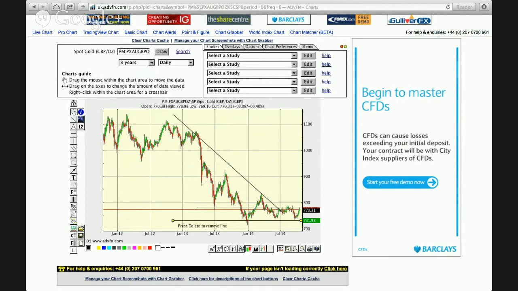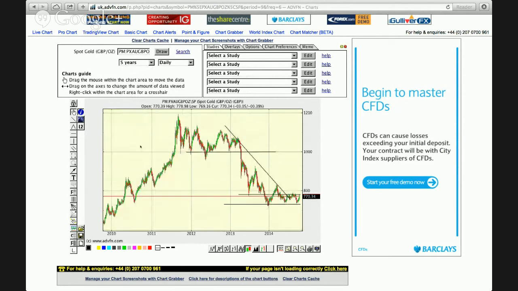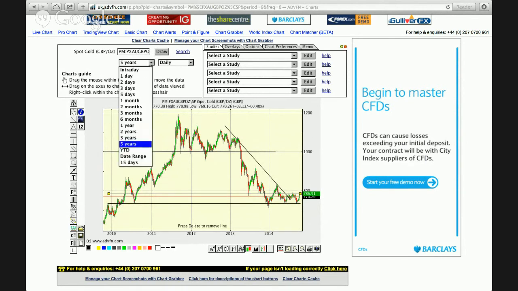I'm going to again take it back further. Before doing that, actually, I'm just going to draw another couple of lines across here. Okay. I might not go back further.